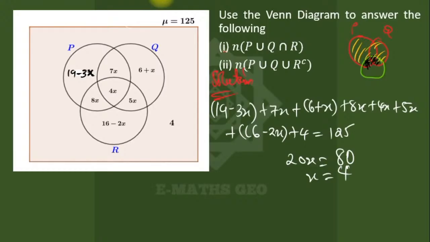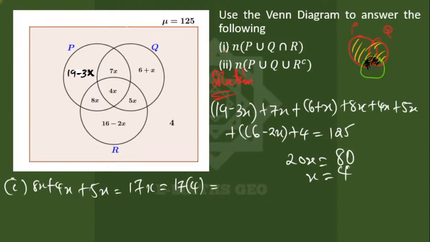So the first one we are asked to find is now 8x plus 4x plus 5x, which is 17x. And we've gotten x as 4. So 17 times 4 is 68. So the answer is 68.